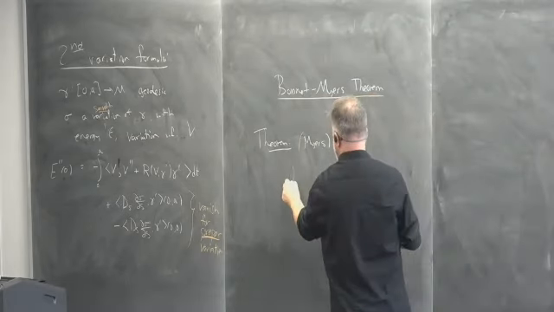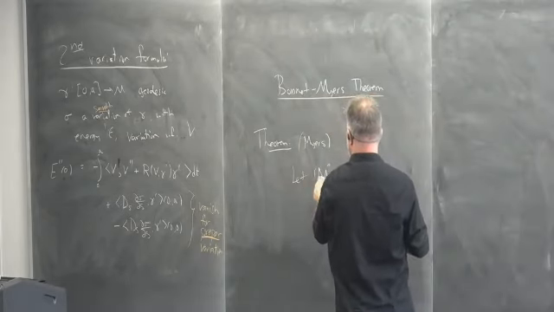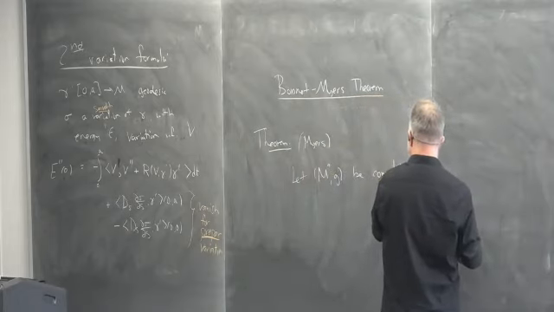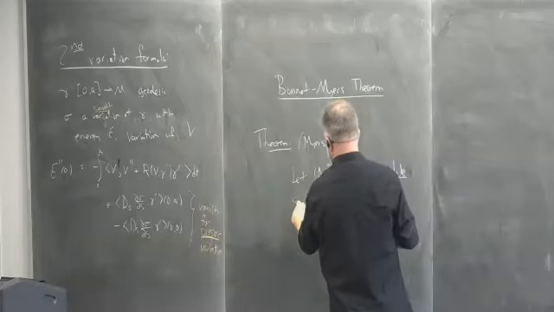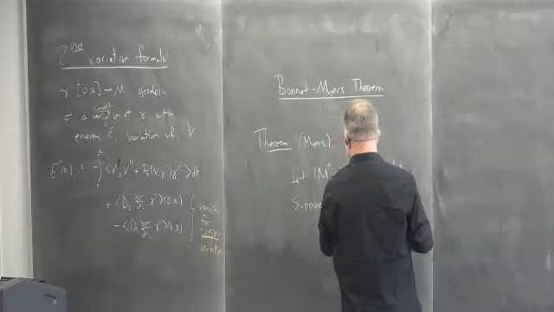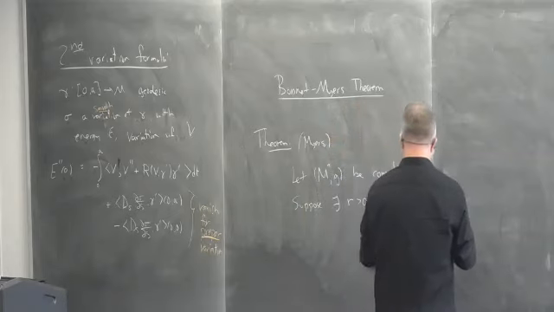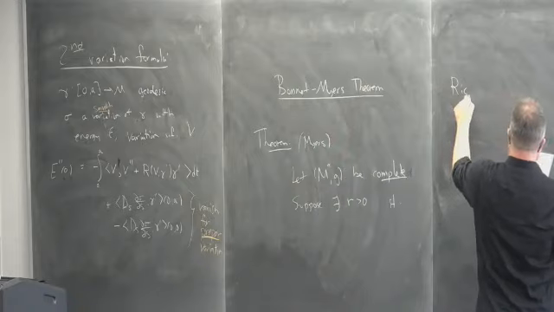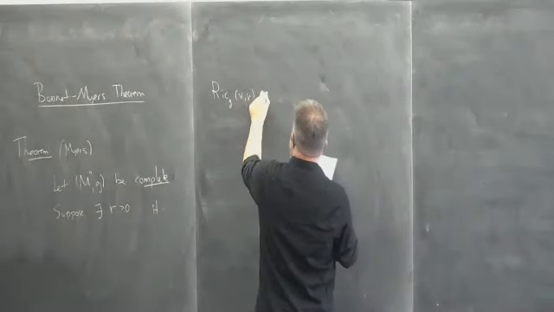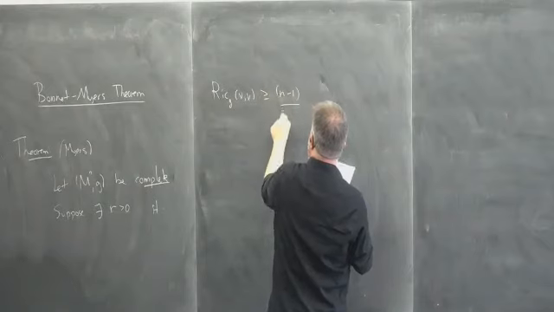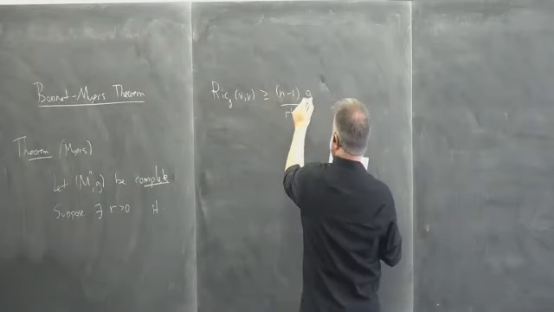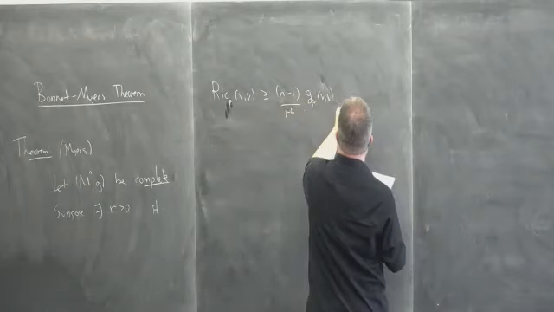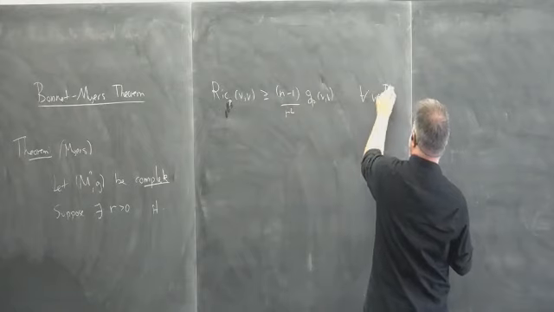So let M be a complete Riemannian manifold. And suppose there exists some positive real number R such that the Ricci tensor of g applied to V, V is greater than or equal to (n-1) over R squared times g. That is, the Ricci tensor at p, Ric_p(V,V) is at least (n-1)/R^2 times g_p(V,V) for all V in T_pM.